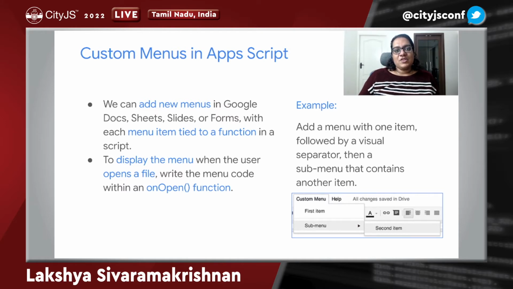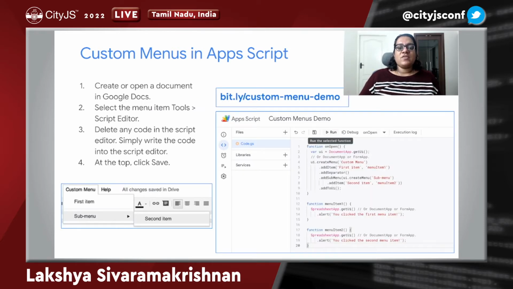The example that we'll try to solve now is to add a menu with one item, which is first item here, followed by a separator, and then a sub menu that contains another item, which is second item in this case. To make it simple for all of us, I've written this code in bit.ly/custom-menu-demo. So if you go to this link and maybe create a copy, that should get us all started.